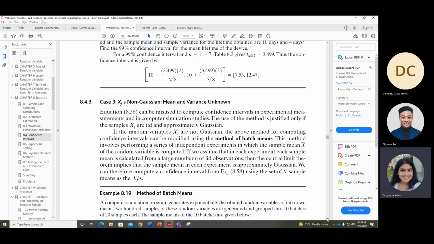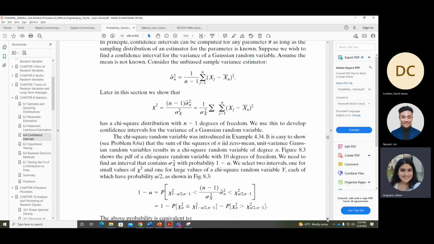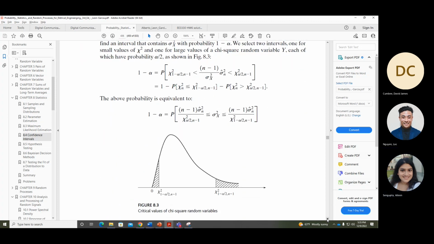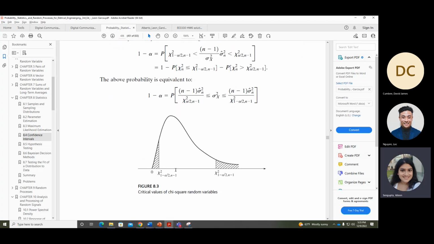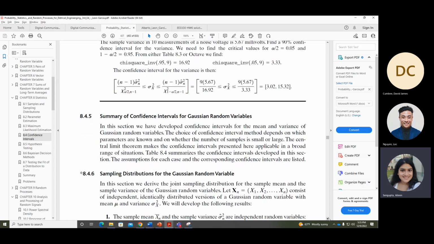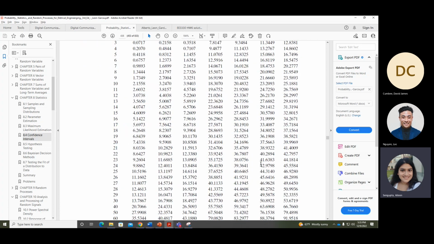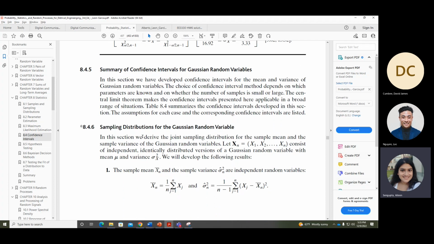I'm not saying that they are not important from your exam perspective. So this is a typical non-Gaussian case. You can actually solve it with chi-square. Chi-square is actually interesting. So this is the summary of the confidence intervals for random Gaussian variables. You have all your summaries, and this is your chi-square.